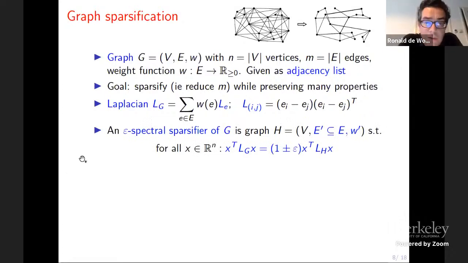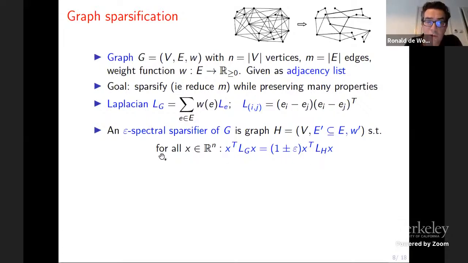So here's a technical definition. I'm starting with this graph G. And I want to find another graph H, whose set of edges is a subset of the original set of edges, hopefully a much smaller subset. I'm allowed to reweigh the graph, so I'm allowed to change the weight function W. And the number of vertices remains the same. So I start and end with n vertices. I just want to have fewer edges in between those vertices, just like in this picture at the top of my slide. And the property I want to preserve is that for every vector x of n variables, the quadratic form of the Laplacian of G and H should be essentially the same with respect to that vector x.